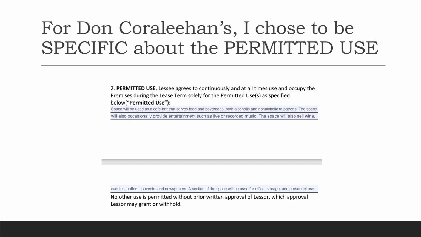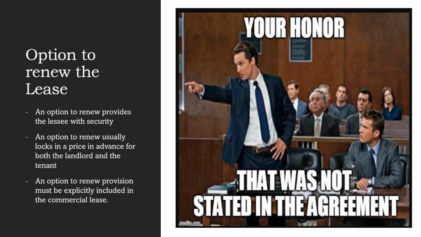Nevertheless, I felt that specificity would be the best option for this clause in Don Curlehan's lease, as I believe the description given of the permitted use gives Don Curlehan's ample space to conduct their business. The next provision we will look at is the option to renew the lease. An option to renew provides the lessee with security and usually locks in a price in advance for both the landlord and the tenant. An option to renew provision must be explicitly included in the commercial lease.